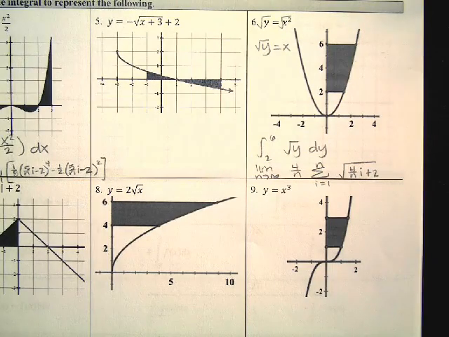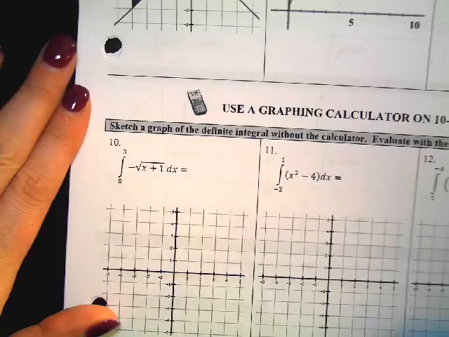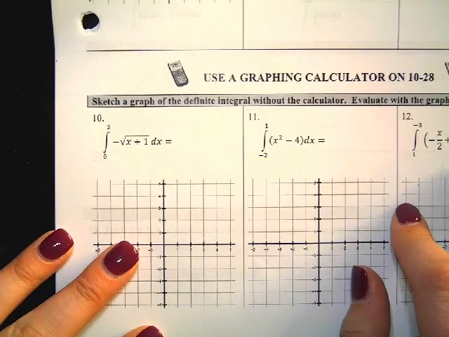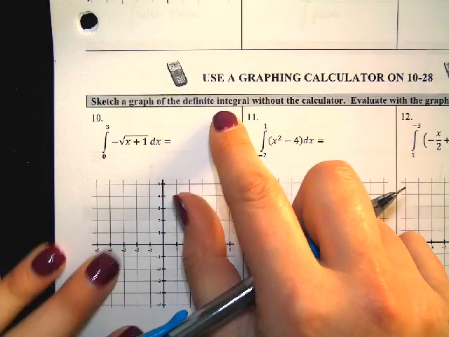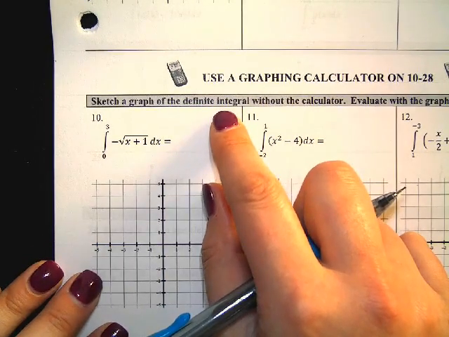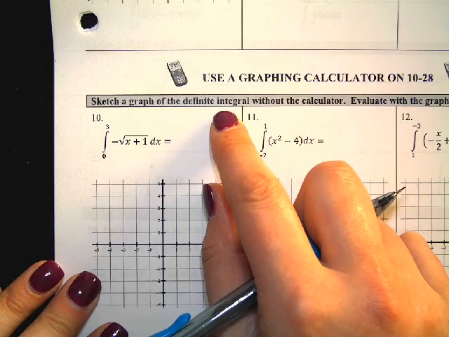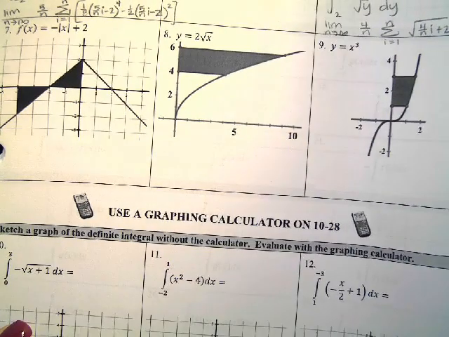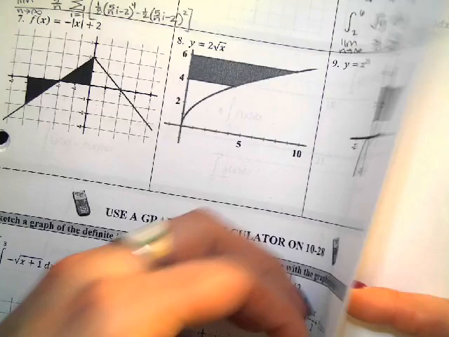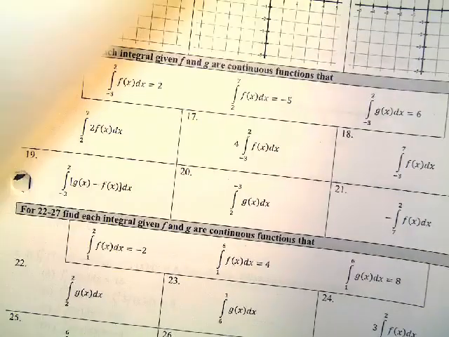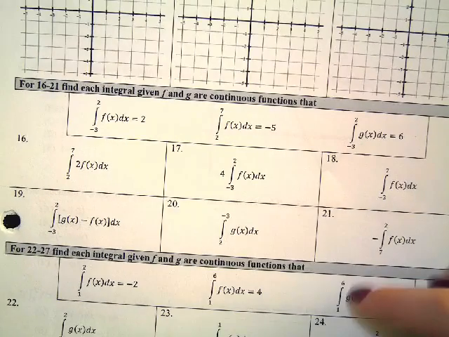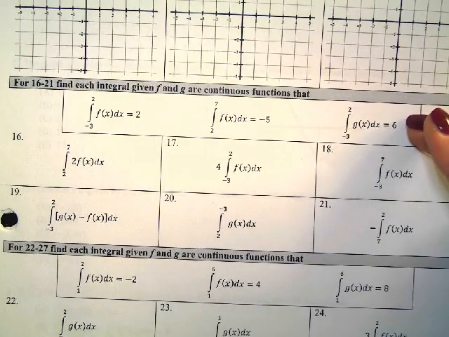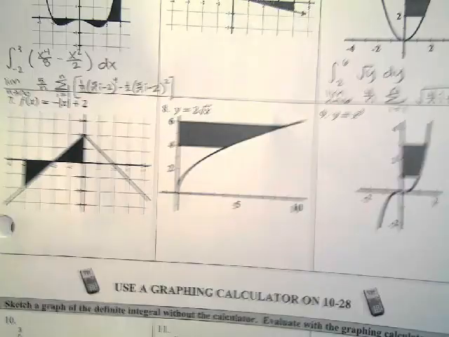Let's go ahead and skip down to number 10. So this says to sketch the graph of the definite integral without a calculator. This is going all the way back to the summer assignment section. How much is the calculator supposed to do? Most of it? All of it? Most of it? These ones will go relatively quickly. 16 through 27 are pretty quick because they're just using those properties. So the brunt of the work is the rest of it.